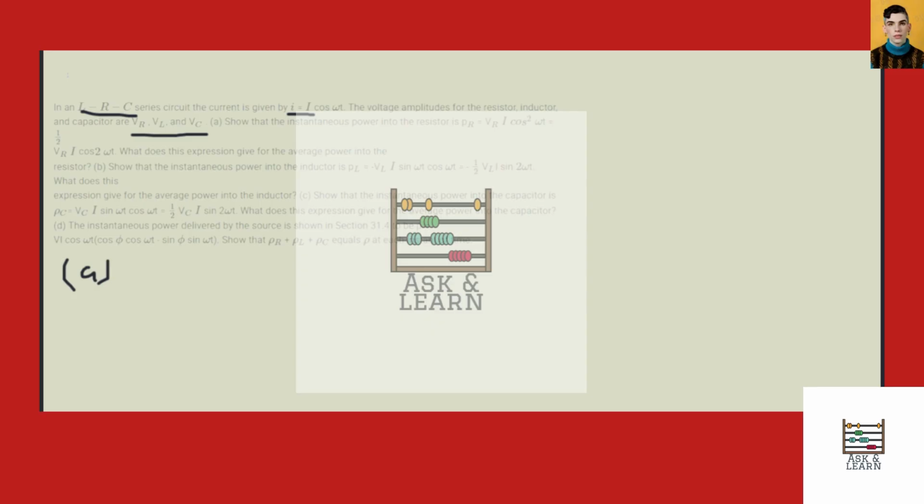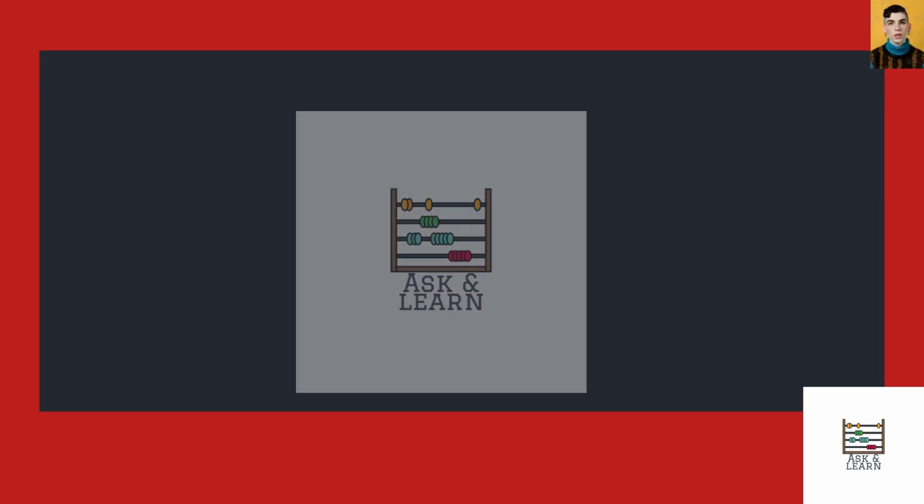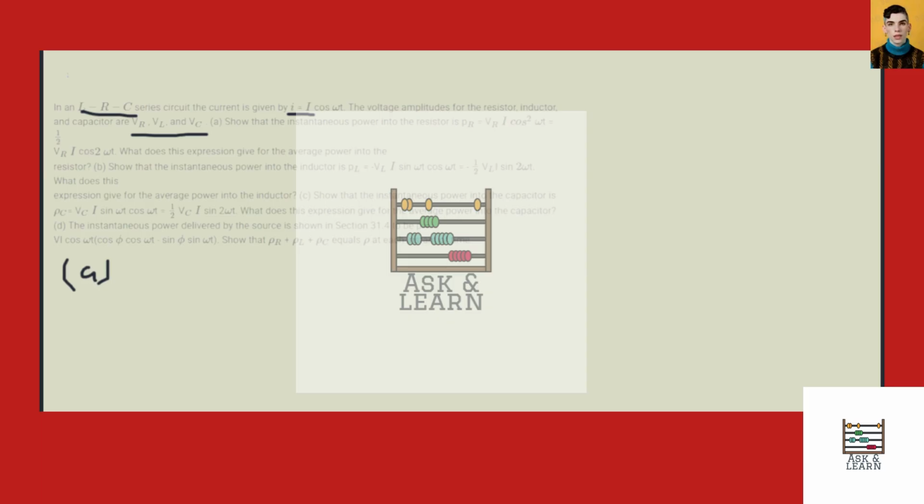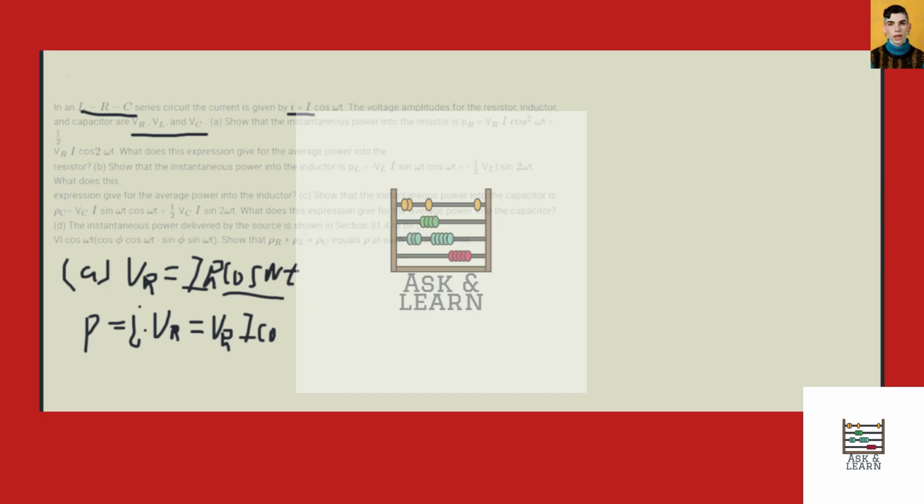Because for the resistor, there is no phase difference between the voltage and the current. So in that case, the VR simply equals IR times cosine omega t. So basically, it is proportional to cosine omega t. So the instantaneous power will be equal to i times VR, which equals VR I cosine squared omega t.